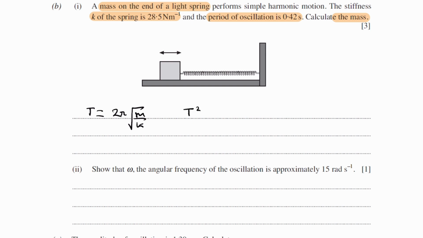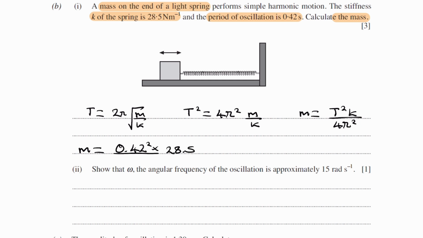So let's square both sides of this equation. T² = 4π², the square root goes away, and then rearrange for m. So bring the k to the top, divide by 4π². Now we can put everything in. T was 0.42, k was 28.5, and that whole thing is divided by 4π². Type this in and we get 0.127 kilograms.